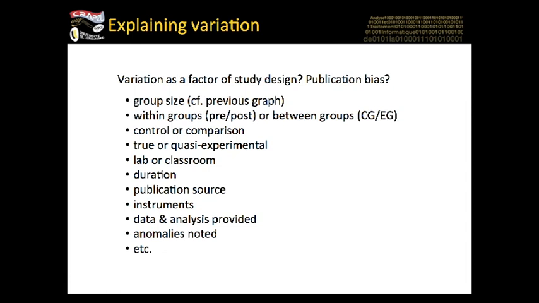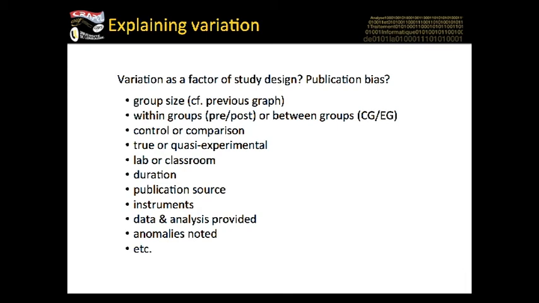Variation could come from two major sources. It could be a product of the study itself. Maybe it's the group size, like we saw in the previous one. Maybe it depends on the type of control or comparison group. Maybe it depends if it's a true or quasi-experimental context. Maybe it depends if it's a lab context or a classroom context, the duration of the study. Maybe you have a different effect size in studies which are published in prestigious journals compared to ones published in conference proceedings. Maybe it depends on the instruments used, how sensitive they are, the data analysis, all kinds of things that you could look at.